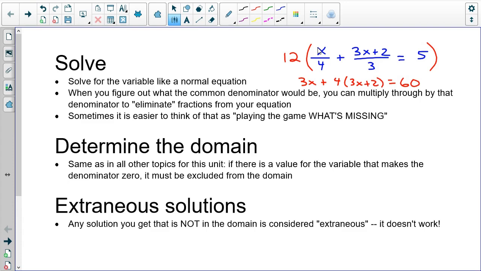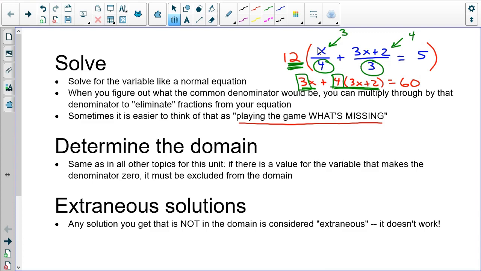Notice it might be easier to think of this as playing the game "what's missing," because what was missing from the first denominator was a 3. What was missing from the second denominator was a 4. And what ended up happening was I multiplied the numerator of the first one by 3, and I multiplied the numerator of the second one by 4. When I take 12 times x over 4 and 12 times 3x plus 2 over 3, I end up with whatever was missing from the denominator being multiplied by the new numerator.